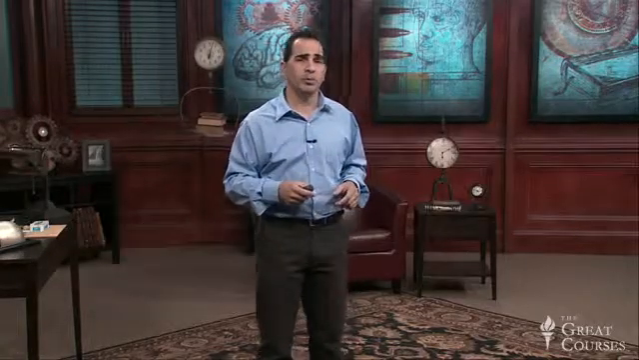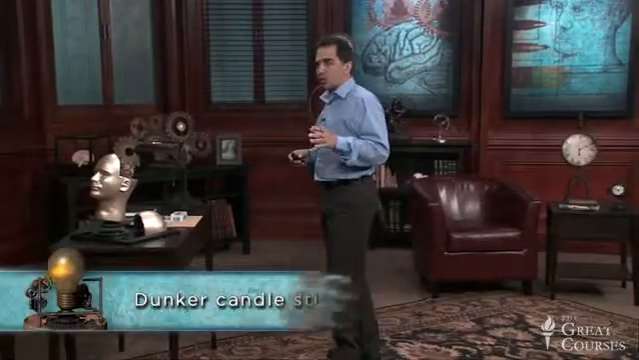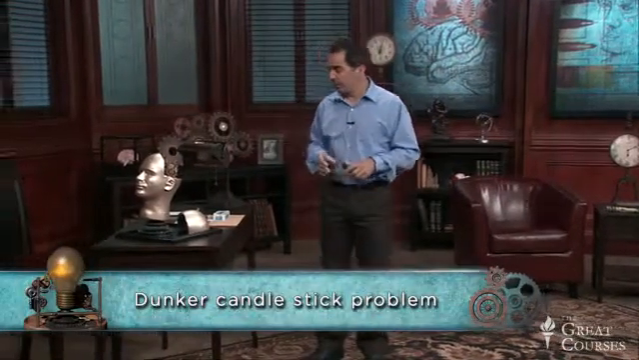The next is limited flexibility in seeing alternative solutions, which is also known as functional fixity, seeing something as if it could only be used for one purpose and not seeing other potential in terms of how that might be used. Here's a classic example. It's called the Duncker candlestick problem.